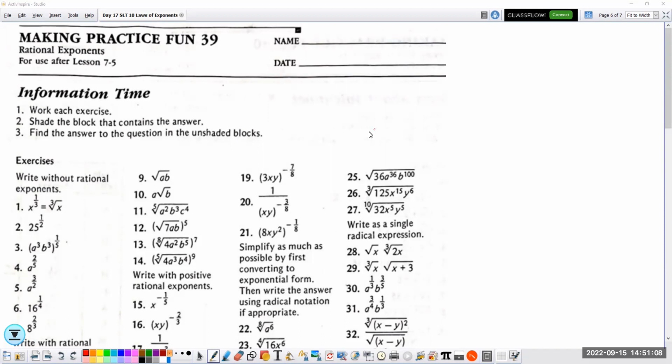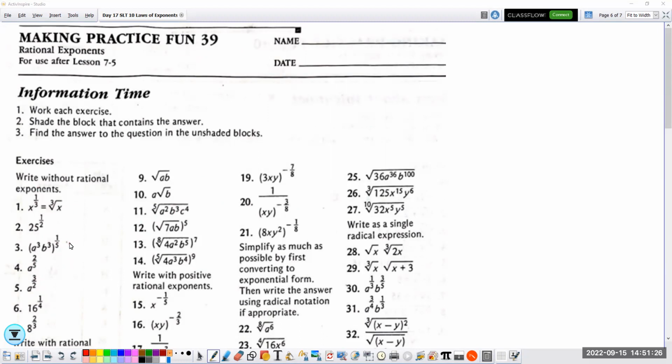Okay, I'm going to go through some of the homework questions on Making Practice Fun 39. I'm not going to go through all of them. I'm just going to do a handful of them to get you started. So the first group hopefully went pretty well. We just need to rewrite them with rational exponents, or without rational exponents.